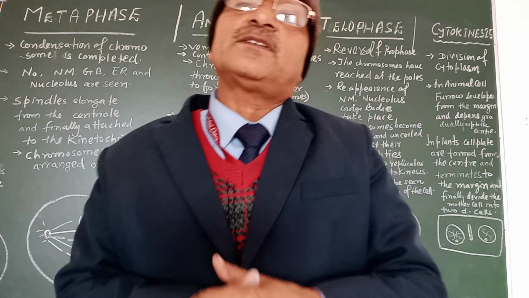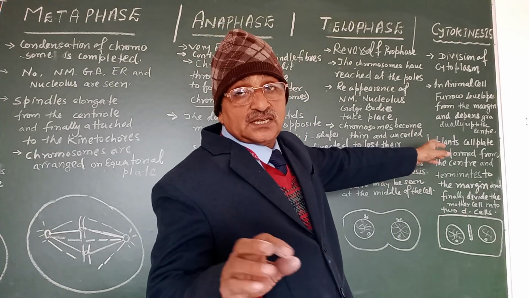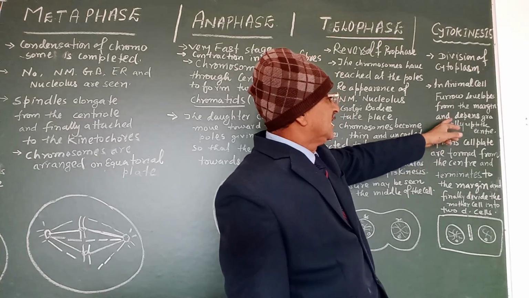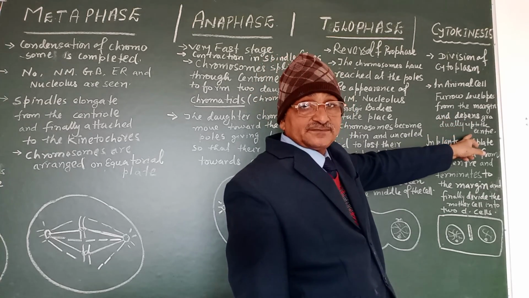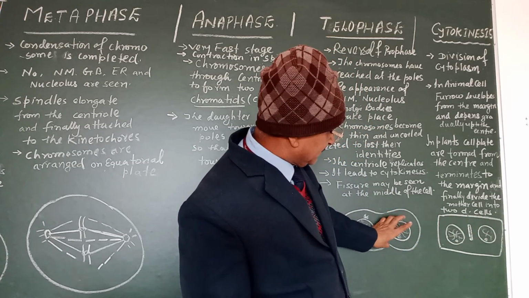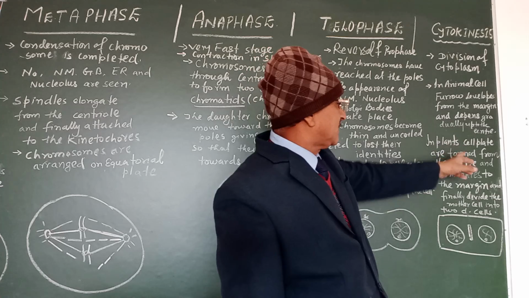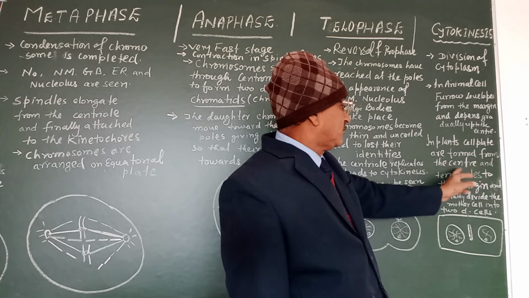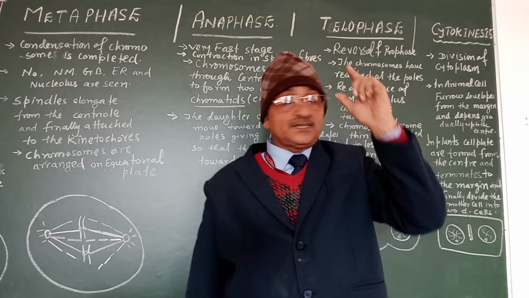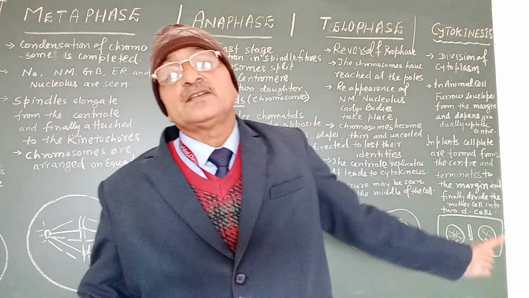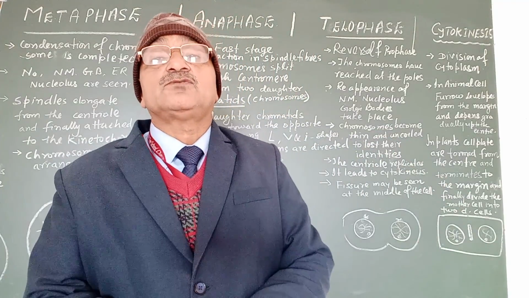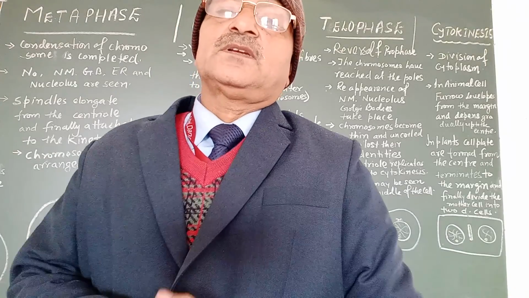So in this way cytokinesis differs in plants and animals. In animals, the furrow develops from the margin and deepens gradually towards the center. It develops from the margin and deepens in this way. But in the case of a plant cell, the cell plate is formed from the center and elongates towards the periphery or the margin. So in this way, two daughter nuclei are formed and each has a nucleolus and nuclear membrane.